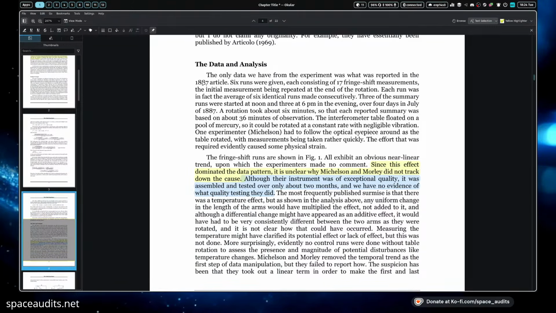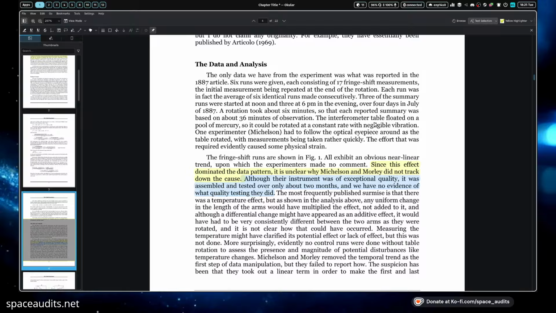The data analysis. The only data we have from the experiment was what was reported in the 1887 article. 6 runs were given, each consisting of 17 fringe shift measurements, and the initial measurements were being repeated at the end of one rotation. Each run was in fact an average of 6 identical runs made consecutively. 3 of the summary runs were started at noon and 3 at 6 p.m. in the evening, over 4 days in July of 1887. A rotation took about 6 minutes, so each of the reported summaries was based on 36 minutes of observation.